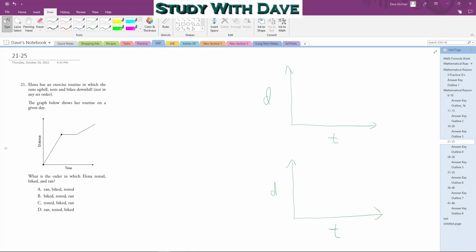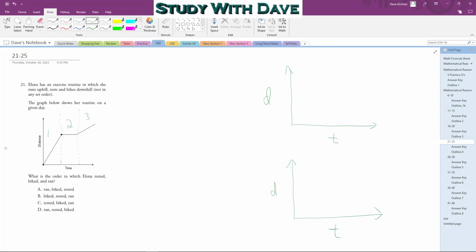Elena has an exercise routine in which she runs uphill, rests, and bikes downhill, not in any set order. The graph below shows a routine on a given day. So you can look at this as, she's either running, biking, or resting. So you've got event 1, event 2, and event 3, and you can see these events split up like that.